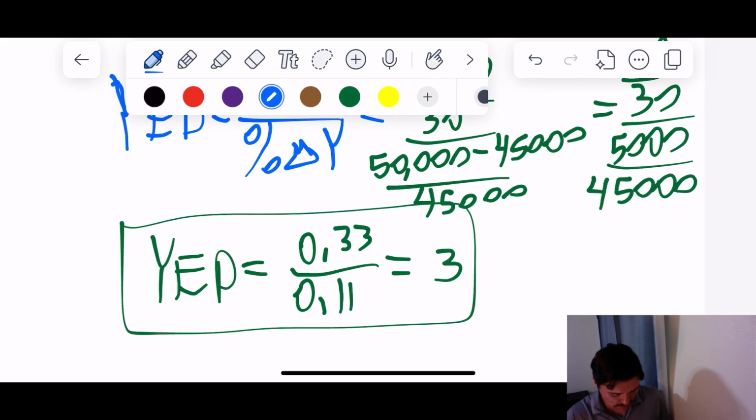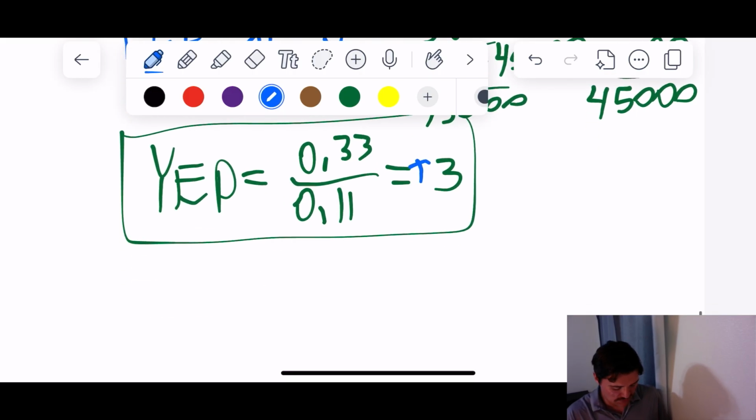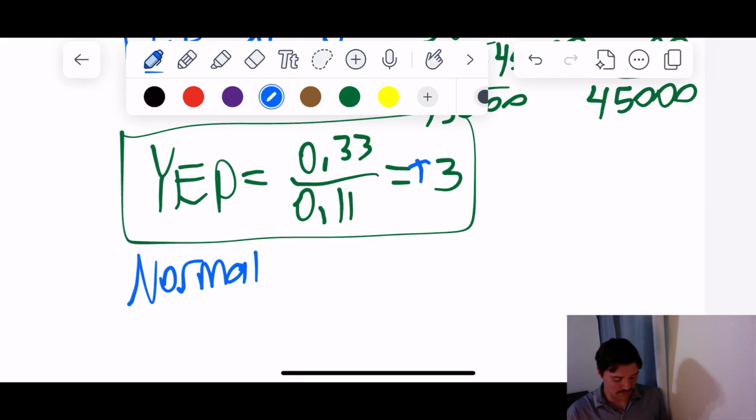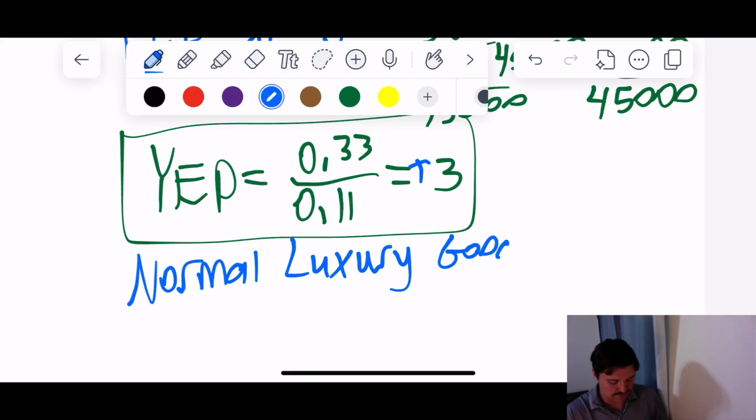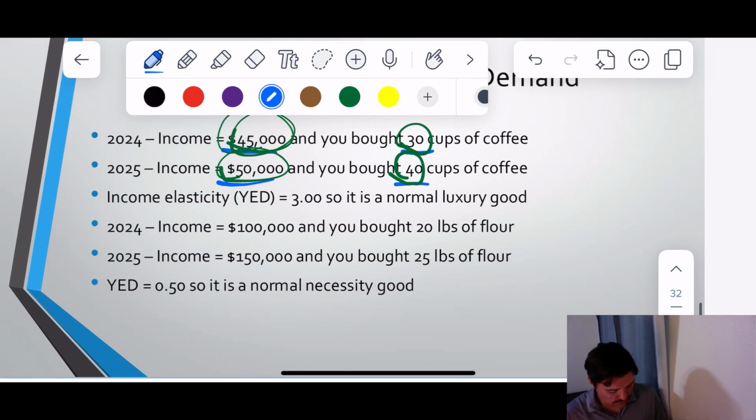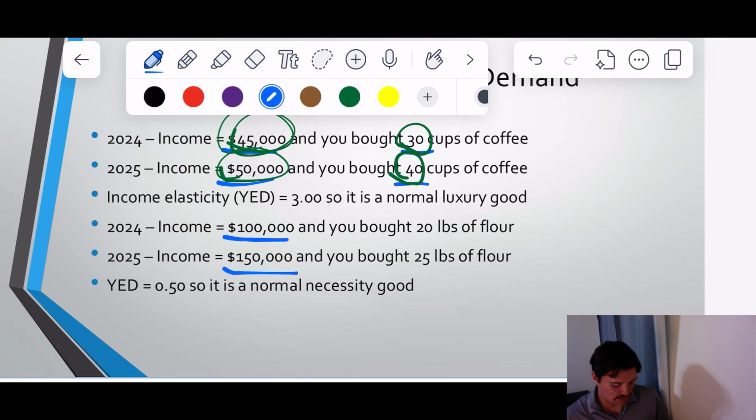Okay, so let's look at this number here. It is, number 1, positive, so that means it's a normal good. And it's 3, so greater than 1. This is a luxury good. So it is a normal luxury good. Okay, let's do another one. In this one, your income was 100,000 and you bought 20 pounds of flour. Your income is now 150,000 and now you buy 25 pounds of flour.